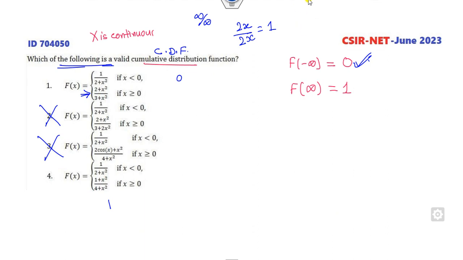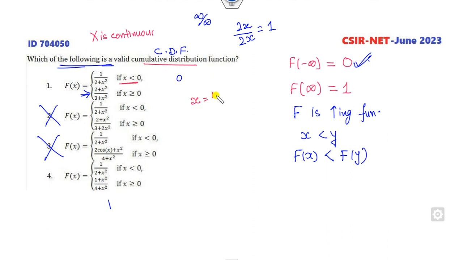Now, what is the other property? Always remember that a CDF is always an increasing function, meaning whenever x is less than y, then F of x is less than or equal to F of y. How can you check that? I can take any number which is less than 0, say x is minus half, and one number from here, say y is equal to 1. Clearly, minus half is less than 1. If I consider these numbers, it will be 1/2 plus 1/4, and it is 1/4. So clearly this is 4/9.